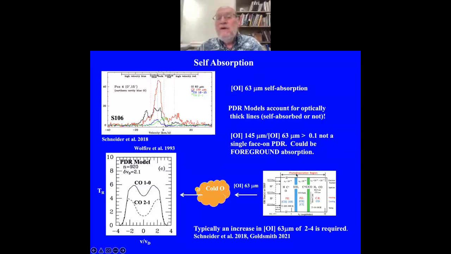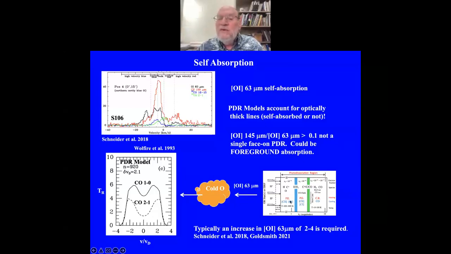So how do you get that? Well, it's not entirely understood where this foreground gas is. But one way is, say you have your PDR and the 63 micron line is emitted from your PDR. There's some cold gas along the line of sight, and that absorbs out some of the 63 micron line emission and makes a self-absorbed profile.